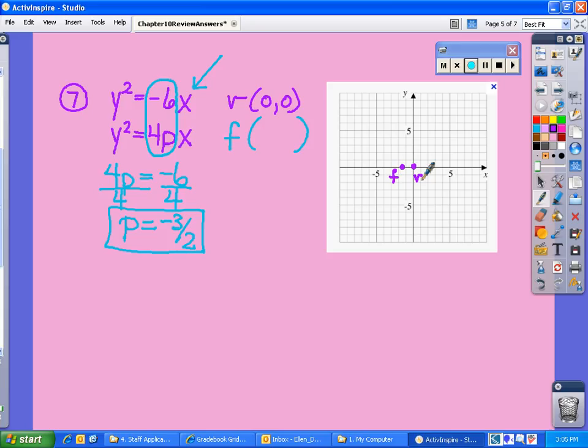Our focus then is negative 3/2, 0. Remember, our directrix goes in the opposite direction, the same distance p. Therefore, our directrix, we can draw in, actually that should be a solid line, at x equals 3/2. And that's x equals the opposite of p.